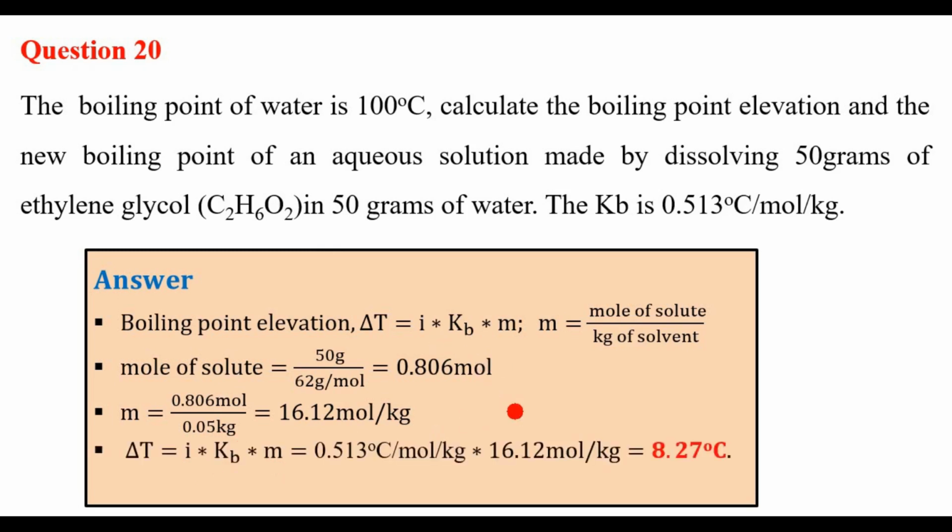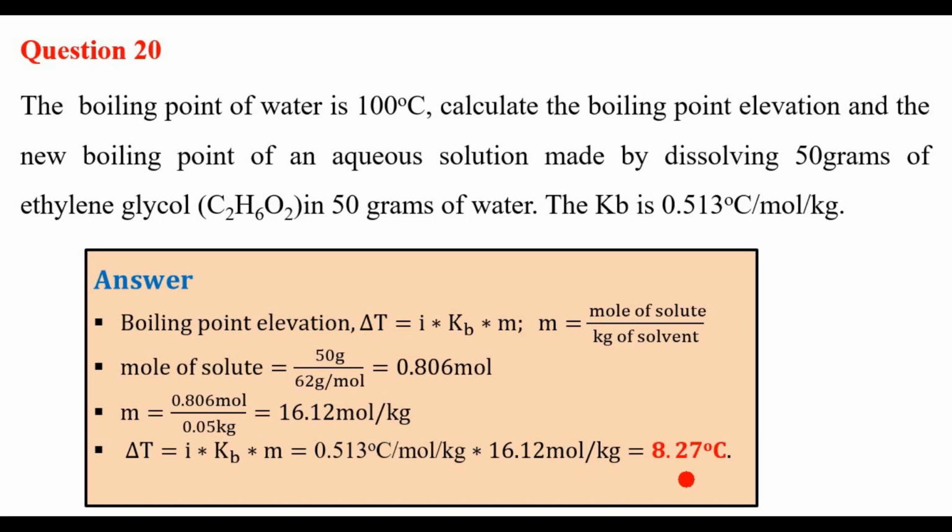The change in temperature, or the boiling point elevation, when you are adding the solid to the solvent, it will increase the boiling point. You have the boiling point elevation and the freezing point depression. Here we need to calculate the boiling point elevation, which is dT. The boiling point elevation will be equal to this formula. We have i equal to 1. We have Kb. Then we multiply with the molality. Then we get 8.26 degrees Celsius.